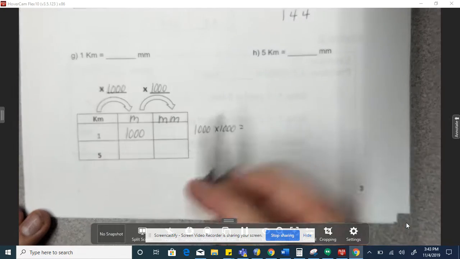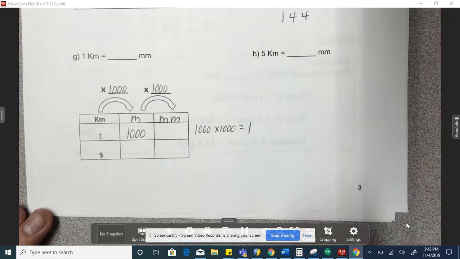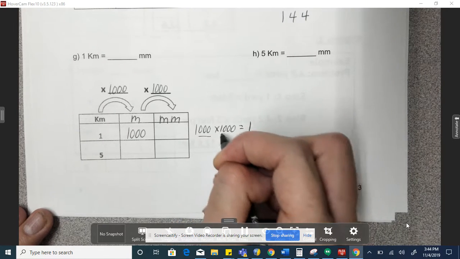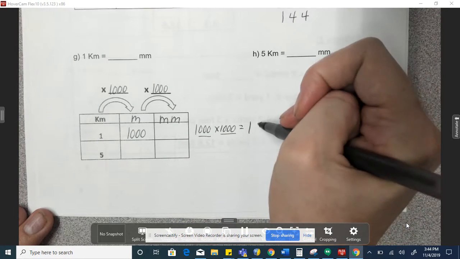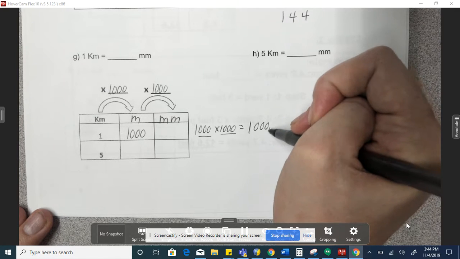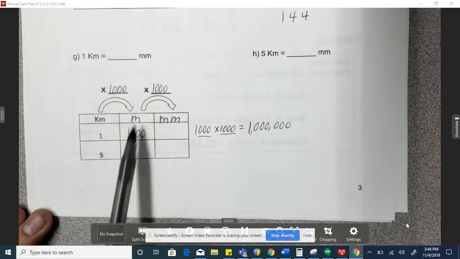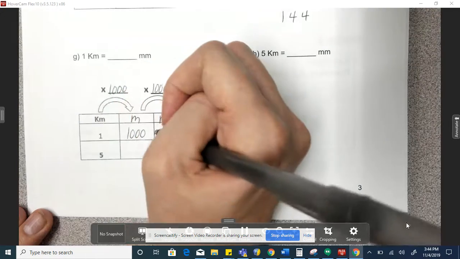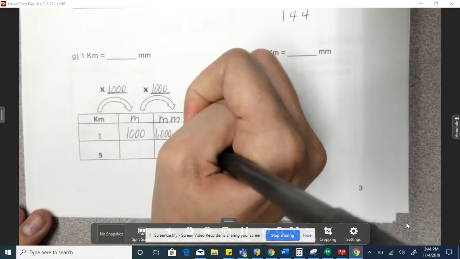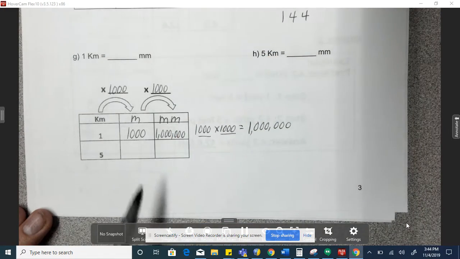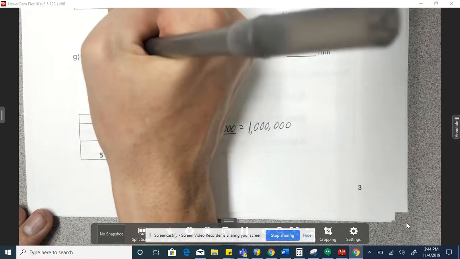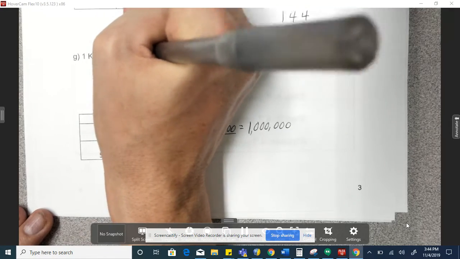So let's see. I know that 1 times 1 is 1. There's 3 zeros here, 3 zeros here, so that's 6 zeros. 1, 2, 3, 4, 5, 6. So I know that 1,000 times 1,000 is 1 million. Sorry if the line's too small. So in 1 kilometer, there's 1 million millimeters. It's a lot.